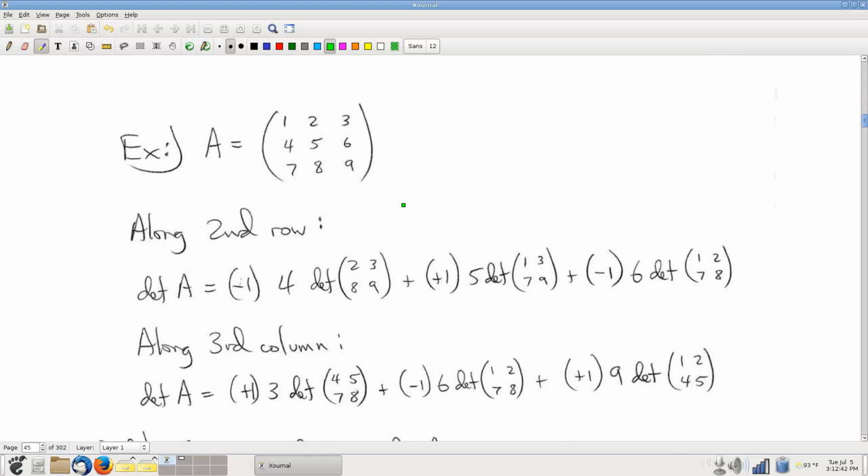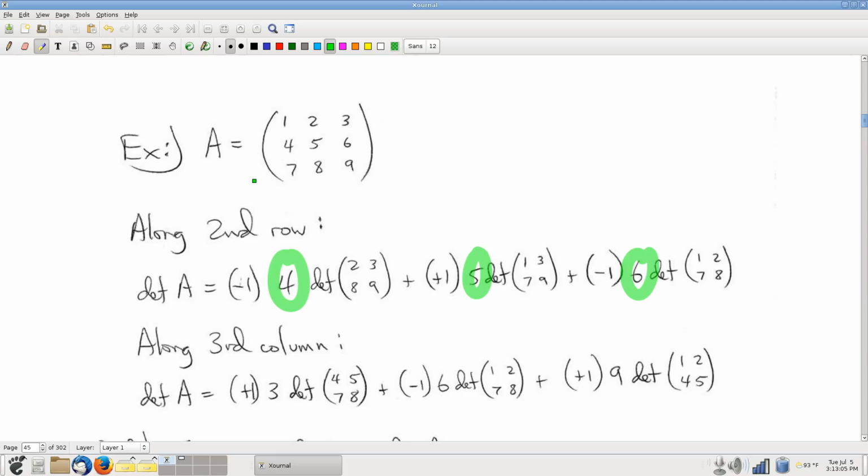So now I'm going to do the same computation, the determinant of this matrix. We're just going to do it with different rows and columns. So instead of going along the top row like I did before, let's go along the second row. And let's just see what happens. Well, here are the entries, 4, 5, and 6.